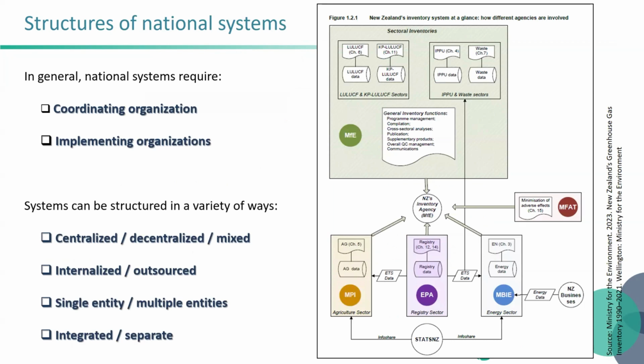Yes, so to have a functional GHG inventory system, we need two main components. The first one is the coordinating organization, usually a government agency or ministry that leads the process and ensures compliance. And then we have the implementing organizations that handle, for example, data collection, sectoral estimates, and the QA/QC.